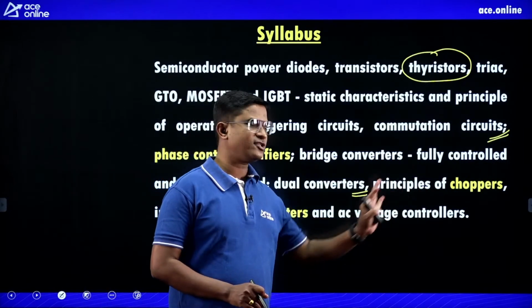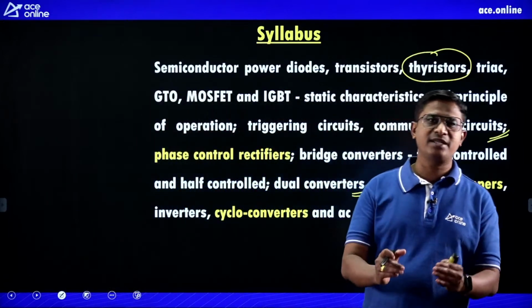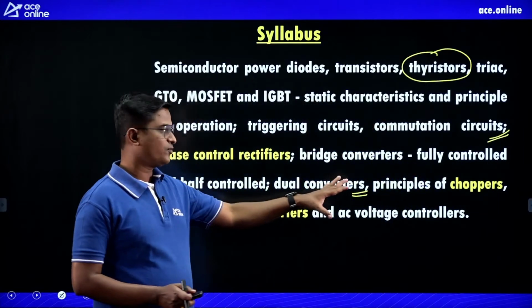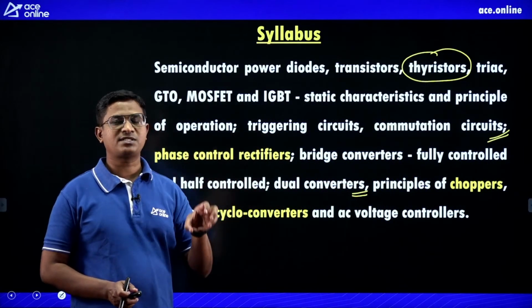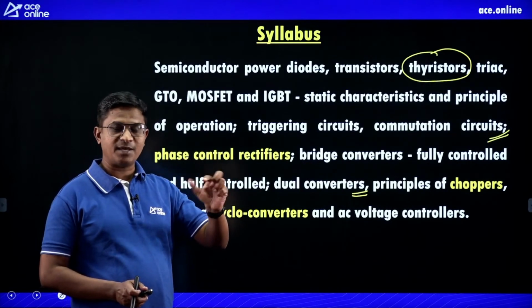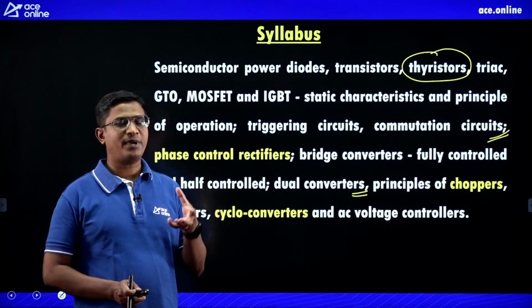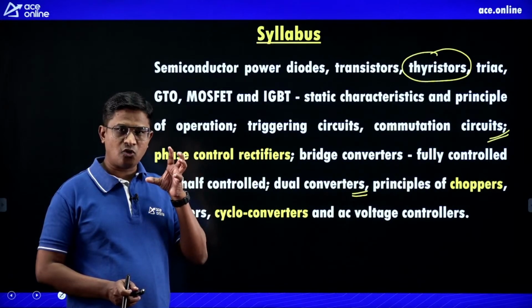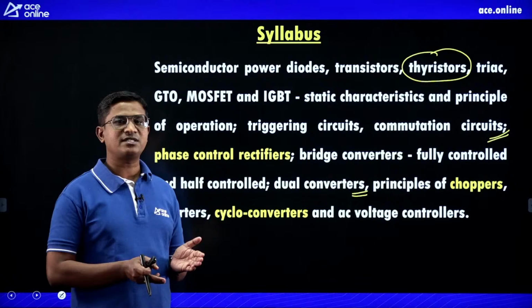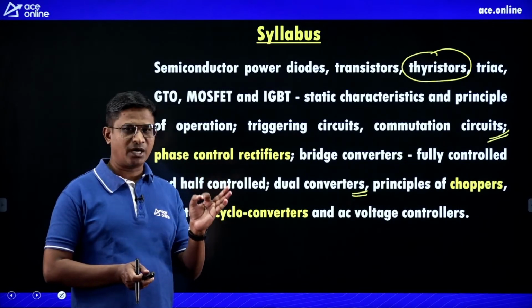Next, principles of choppers. Chopper is the circuitry which converts fixed DC to variable DC. In this chapter we have basic chopper circuitries: step down chopper, step up chopper, step up step down chopper, and those basic chopper circuitries have some drawbacks. In order to overcome those drawbacks, we modify those circuitries, and after modification those are renamed as buck converter, boost converter and buck boost converter.